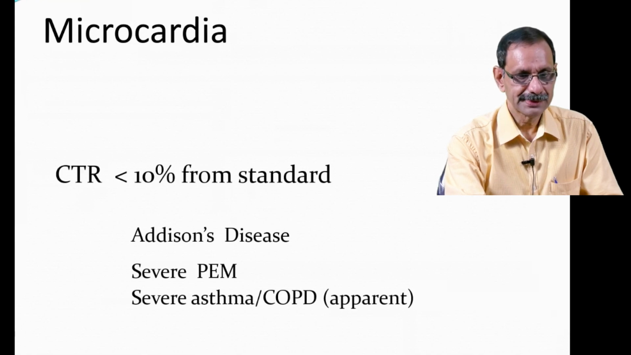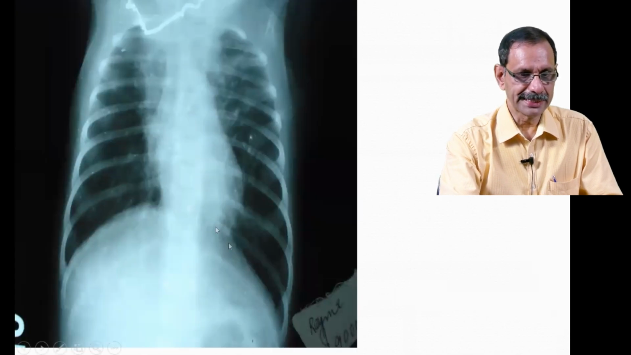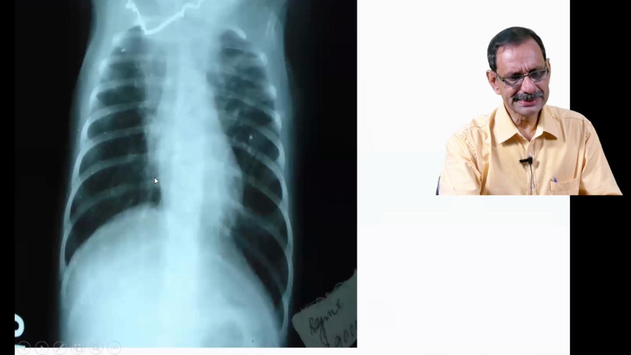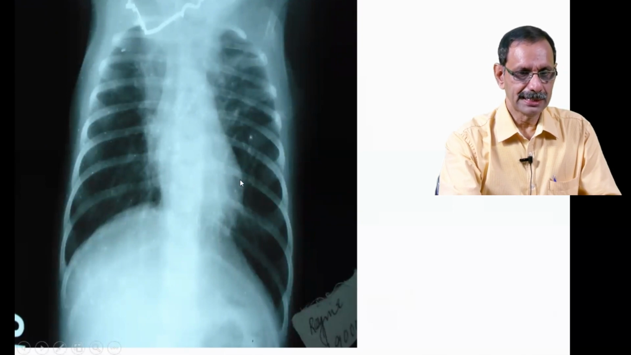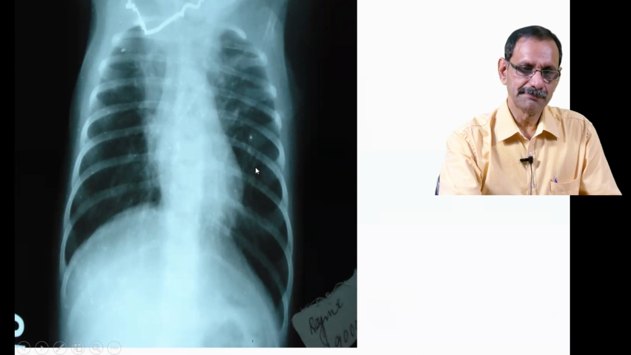Apparent microcardia, and this is an example of apparent microcardia. See, the diaphragm is flattened and so many ribs are seen. So it is an overexpanded lung. There is a pneumonia, that is another thing. So by measurement you will find it is microcardia, but you will have to use the other findings also before committing whether it is microcardia or an apparent thing.